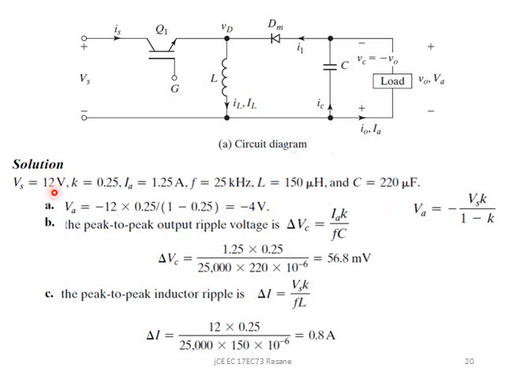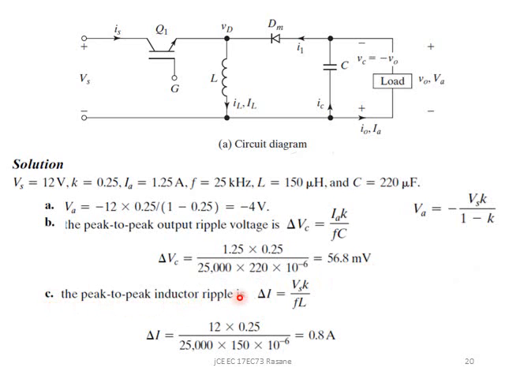So we have got an input supply of 12 volts and output I am getting a step down value. So it's a buck kind of a circuit working as that, and it gives a negative voltage, that is minus 4 volts. The peak to peak output ripple voltage, we know delta VC is IAK upon FC. So I get an expression for delta VC as equal to IA is 1.25, K is 0.25, F is 25 kilohertz, capacitance value is 220 microfarads. So solving, I'll be getting delta VC as 56.8 millivolts.